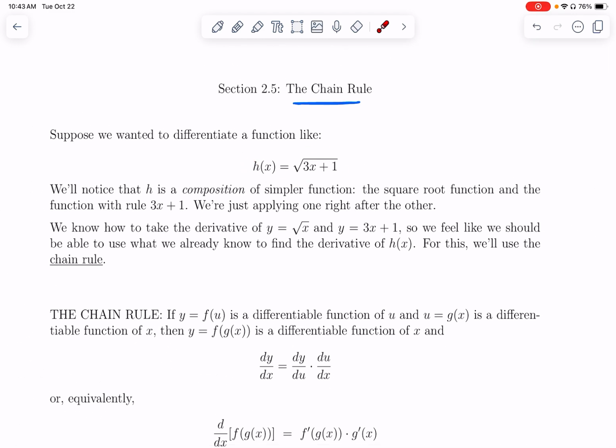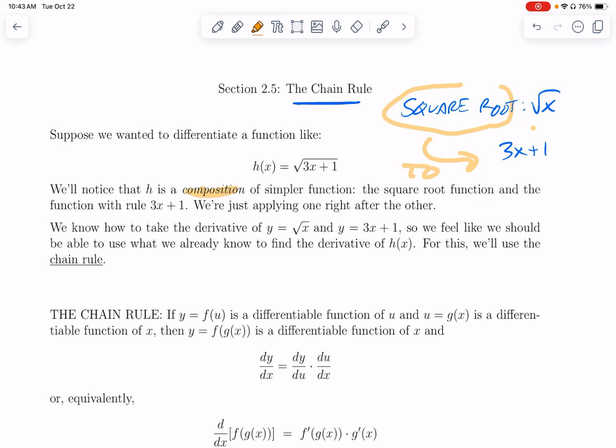If I have h of x is the square root of 3x plus 1, this is a composition. Because what we're actually doing is we're taking two simpler functions, the square root function that we would usually just write as the square root of x, and then the function 3x plus 1, which is just a line and pretty easy. And we're doing them back to back. We're starting with x, we get 3x plus 1, and we take the square root of that. So we're applying this function to that function.